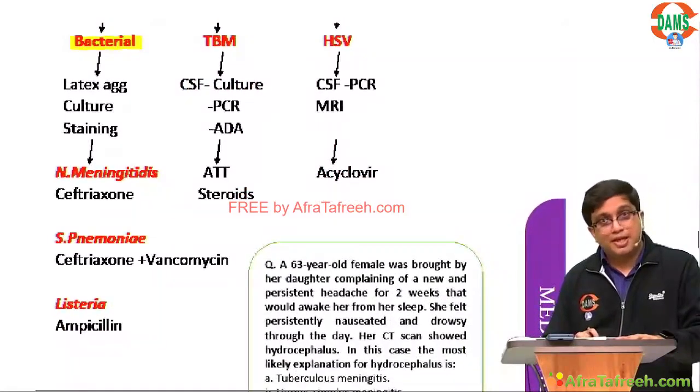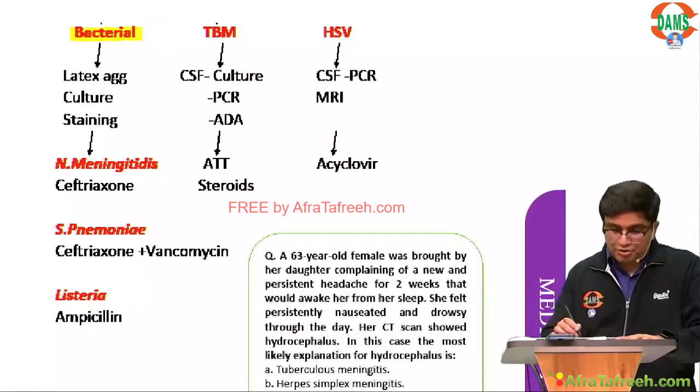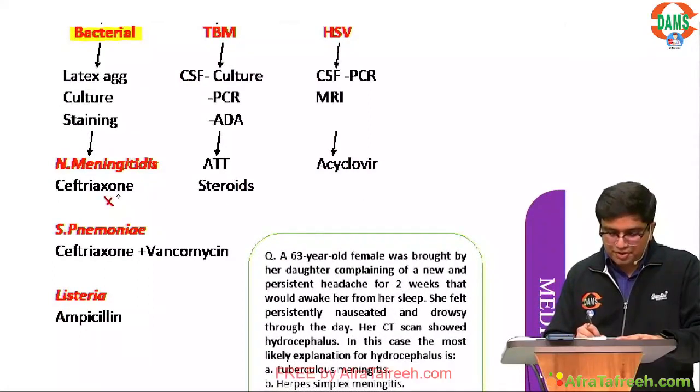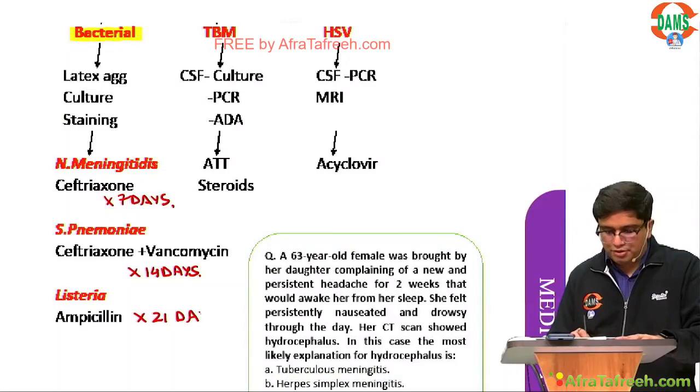Listeria, ampicillin is required. Just a quick recap on the duration of therapy. Ceftriaxone 7 days for meningococcal. Ceftriaxone and vancomycin for pneumococcal for 2 weeks or 14 days. Listeria, ampicillin for 3 weeks or 21 days.